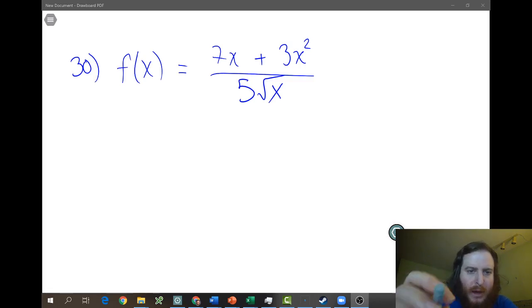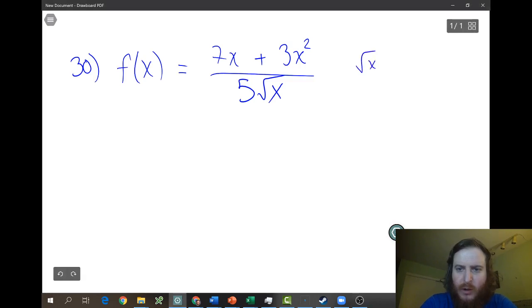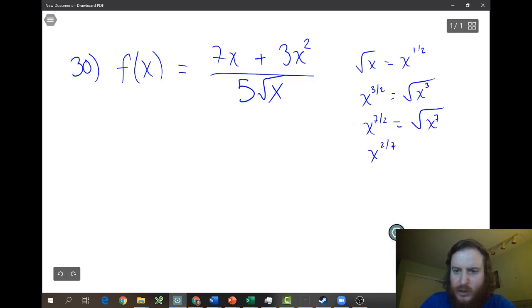As we look at this question, one other thing I want to make sure we're good with is that we really need to be comfortable converting square root of x to a fractional exponent. I'm also going backwards: if I had x to the 3 halves, changing that to square root of x cubed, or x to the 7 halves, changing this to the square root of x to the 7th, and if it was instead x to the 2/7, this would become the 7th root of x squared.